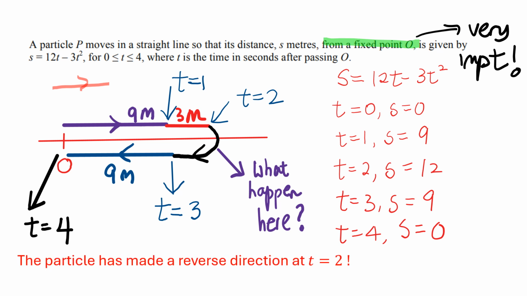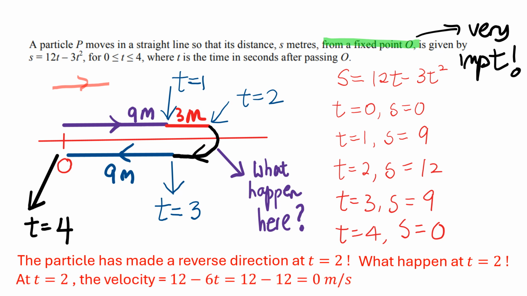So what does it mean by saying that the particle has made a reverse direction at t equals 2? It means that at t equals 2, the velocity of the particle is 0. So it could have hit a wall and then bounced to make a reverse direction. Or someone could have given it an external force, slowing it down to v equals 0, and then making it reverse its direction. So this is what it means.